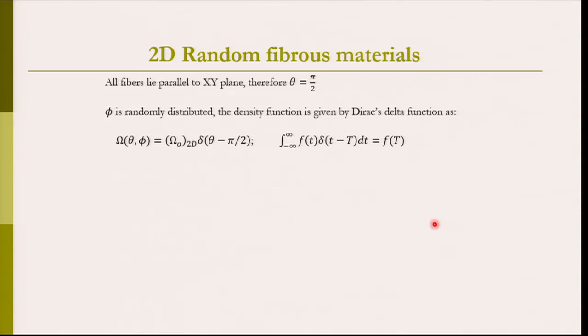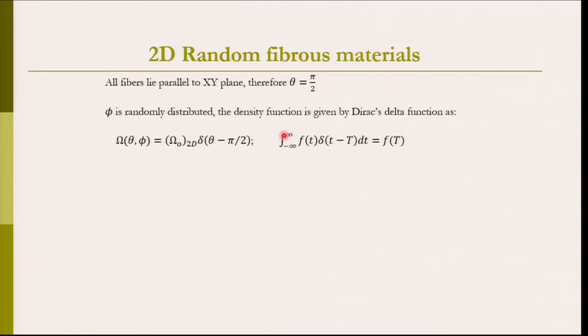Why Dirac's delta function? Because Dirac's delta function allows us the collapsing of theta, which is the out of plane orientation angle, in a mathematical manner. So, if you see, let us say omega theta phi, which is the density function, which is equal to omega naught 2d. Now, this is the new orientation density function for a 2-dimensional random fibrous material, that we multiplied with the Dirac's delta function, which is delta theta minus pi by 2, and we make use of the property of Dirac's delta function, which is expressed here.